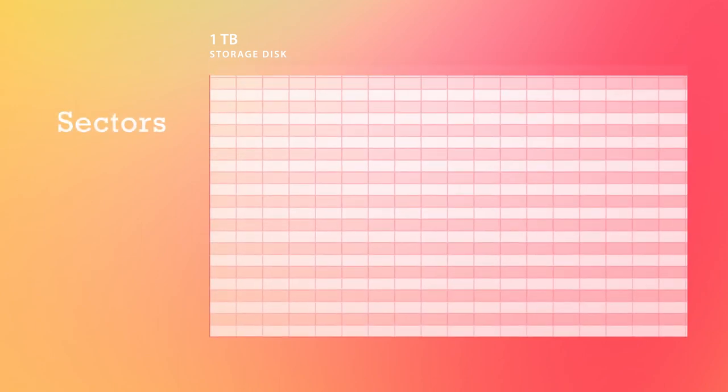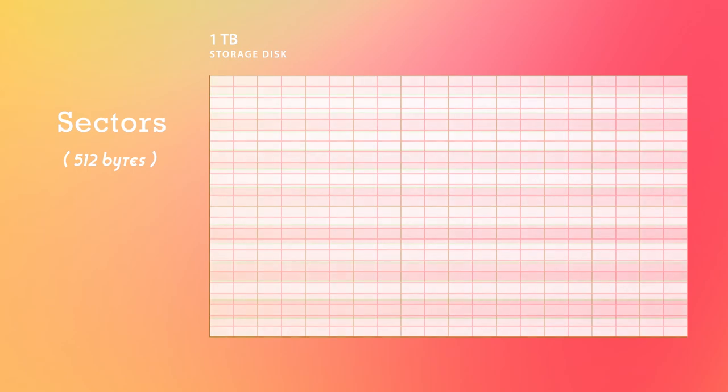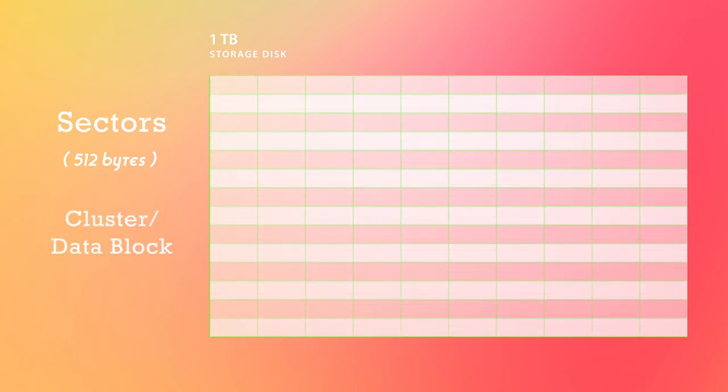Let's say we have a 1 TB hard disk. Before we store any data on this disk, we need to format it with a file system. Formatting at the lowest level means changing the values of all the bits to zeros. Then the hard disk is divided into equally sized sectors. The size of a sector is usually 512 bytes. These sectors are grouped together to make a cluster or data block, which can be a minimum of one sector to a maximum of 64 sectors. The default size of a data block is usually 4 kilobytes.